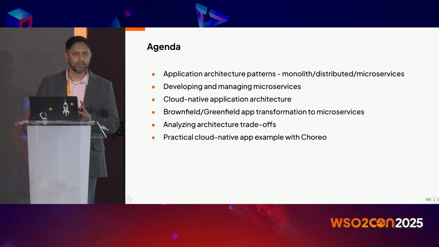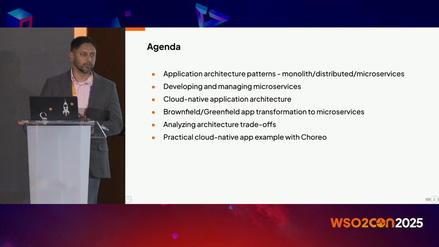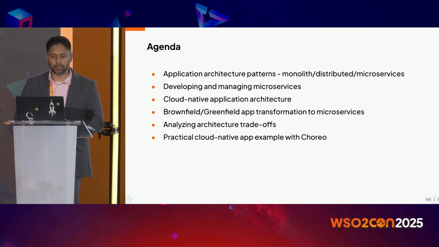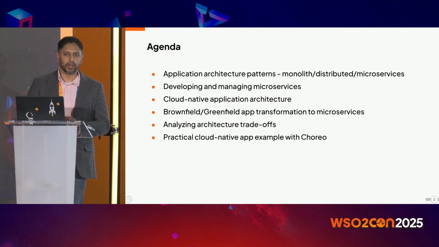So first, for the first 30 minutes or so, we'll go over some of the architecture patterns. Probably these are some of the terms that you might have heard before, but to refresh the memory and set the context for the talk, we'll go over that. And then we'll discuss a little bit about managing and then deploying microservices. And then looking at how cloud-native applications or certain cloud-native applications can be developed. And then we'll go over some of the architectural, kind of analyzing architectural trade-offs.